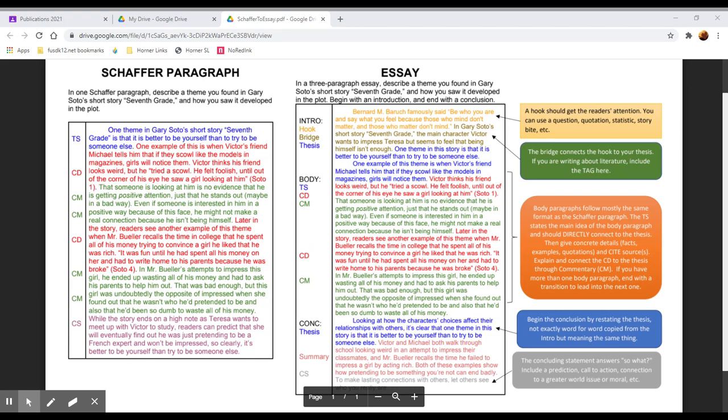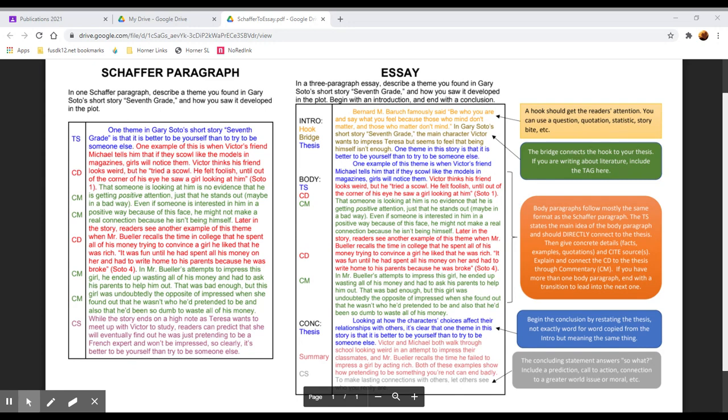So we're going to talk today about how to structure a basic essay in the context of how that relates to the Schaefer paragraphs we've practiced so far this year. On the left, we have an example of a paragraph that follows the Schaefer format we've been practicing. And on the right is an example of what that same prompt would look like if we wrote a 3-paragraph essay on it instead. So let's look first at the Schaefer paragraph.